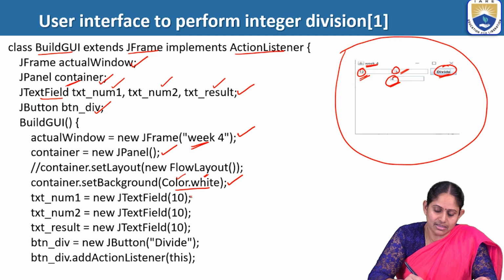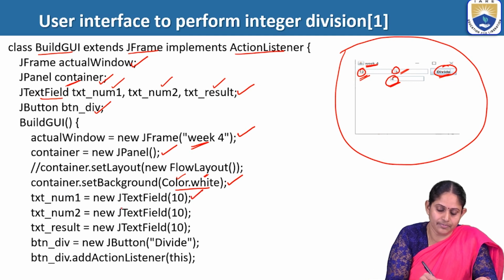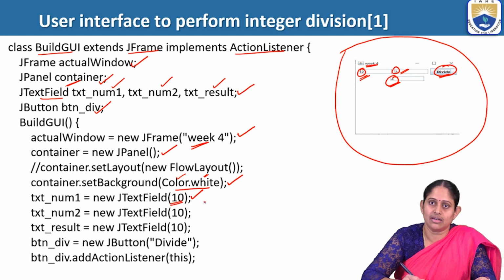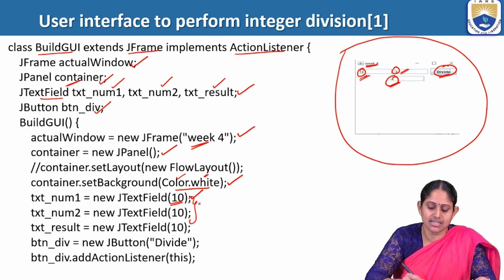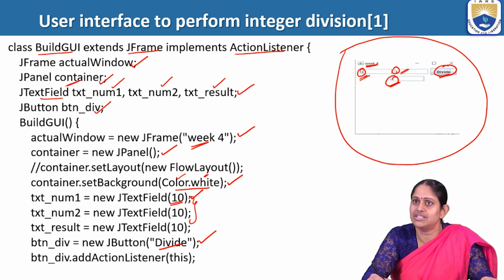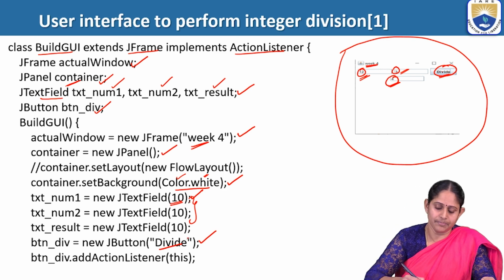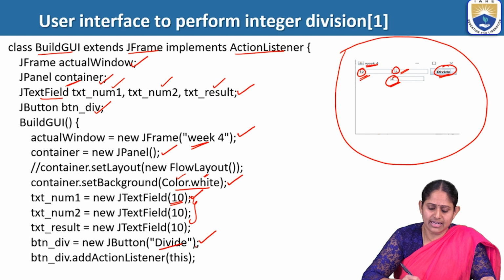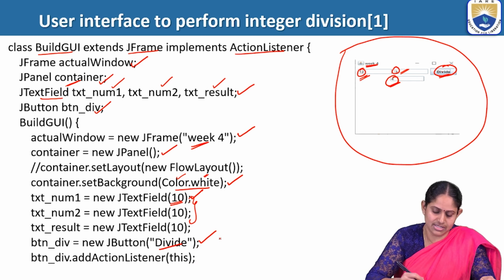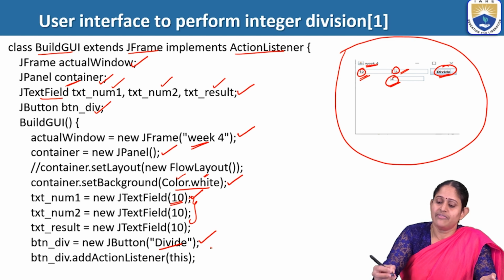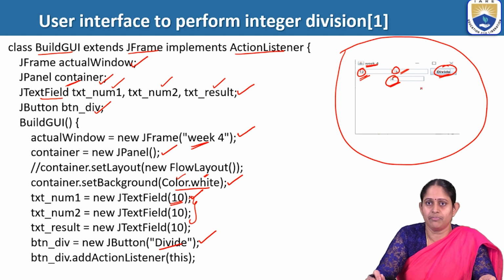Then we are creating the three text fields, which will take around 10 columns. So three text fields are created. Then we are creating the button with the name divide. That is why we have this divide written on the button. Then we are adding the action listener. We are registering the button for the action listener. That means when the button is clicked, some action will be performed.